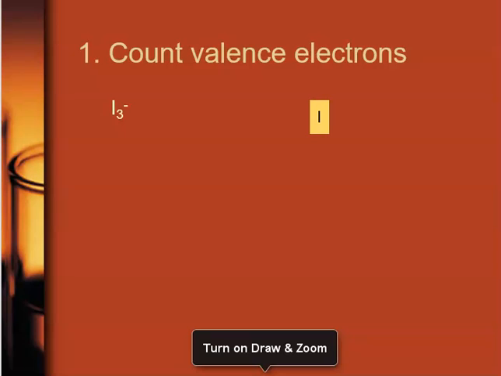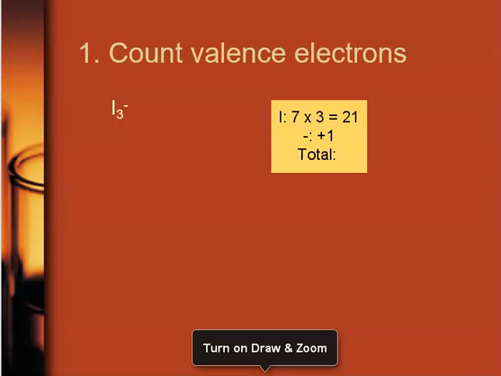Well, we'll start off counting the valence electrons, same as normal. Iodine has 7 valence electrons. There are 3 of them, which gives us 21. There is a negative charge there. A negative charge means it has gained 1 electron, so we're going to add 1 electron on. So our total is going to be 22 valence electrons. That's what we've got to do.